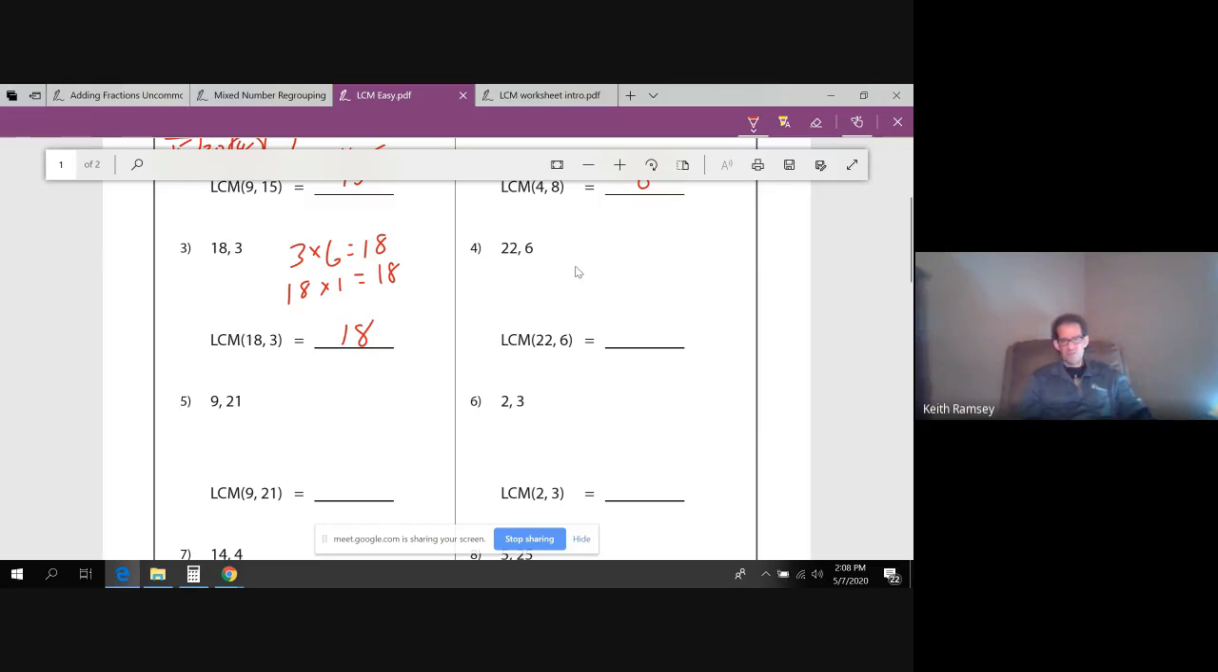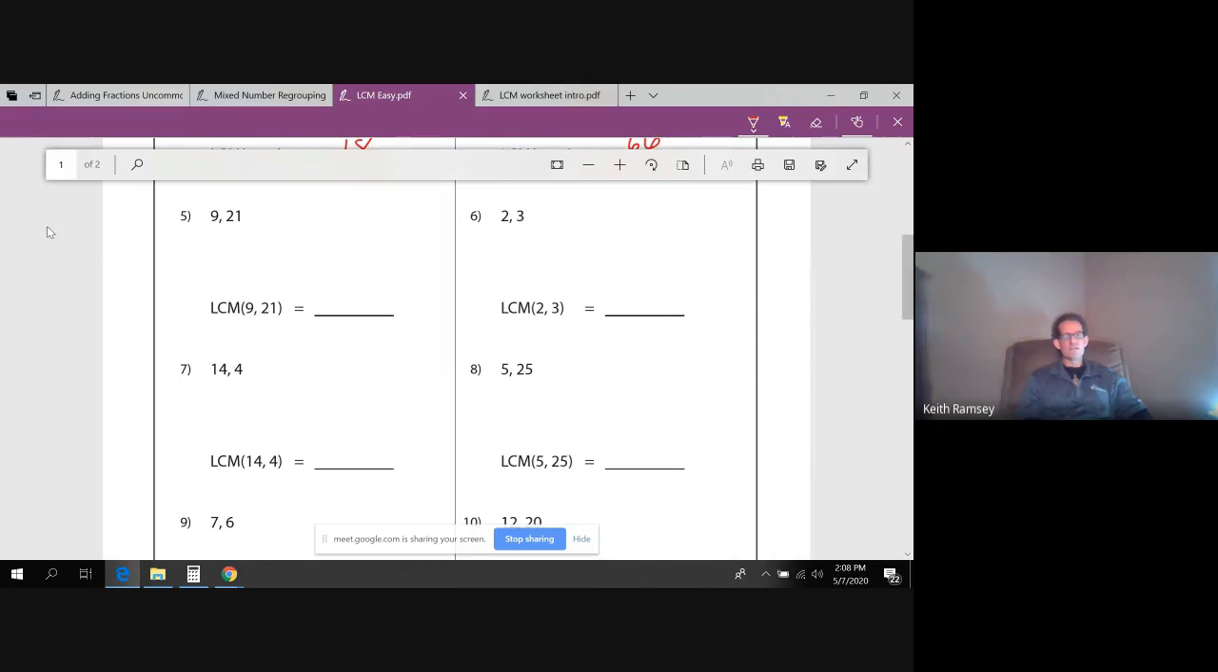Now this one isn't quite that easy because there's nothing times 6 that equals 22. So you're going to have to do a few multiples here, okay? So if I had 22 over here, 22 times 2 is 44. 22 times 3 is 66. And really quickly for 6, I know 6 times 11 is going to equal 66. So for this one, I know 6 doesn't fit into 22. 6 is not a factor of 44, but 6 is a factor of 66. I know 6 times 11 is 66. And so I'm going to put 66 here.